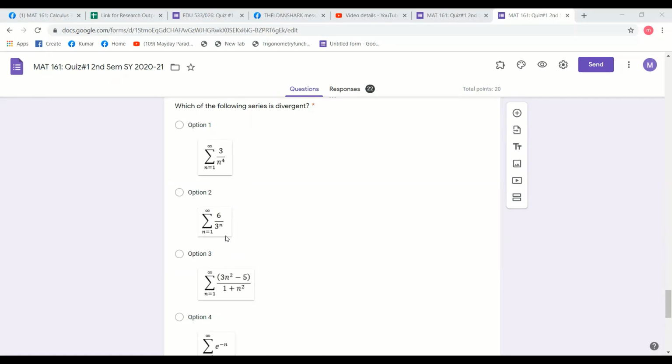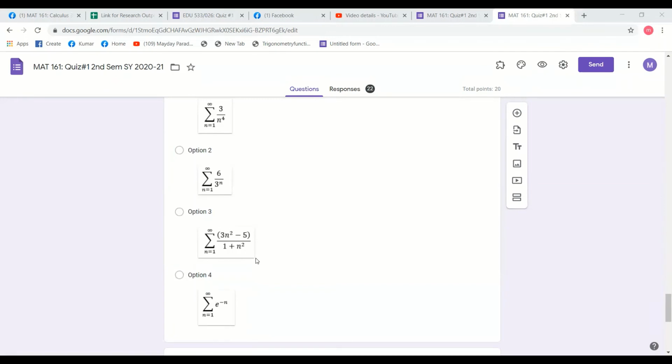Number 3, if we try to evaluate the limit of the sequence, it's equal to 3. If the limit of the sequence is approaching some limit, though its sequence is convergent, since it is not equal to 0, this series is automatically divergent. So only option 3 here is divergent. Option 4, if we apply the integral test, is convergent. So option 3 is the correct answer here.